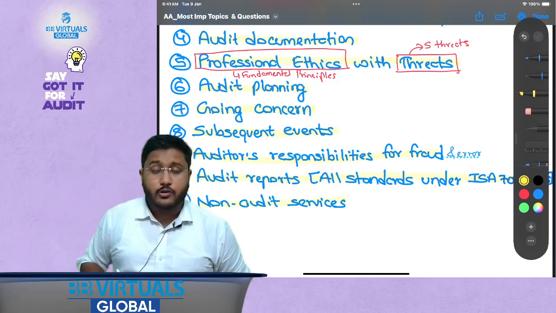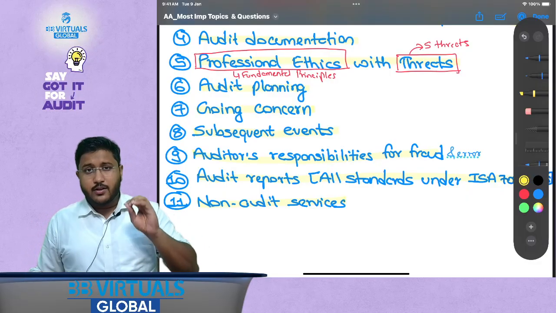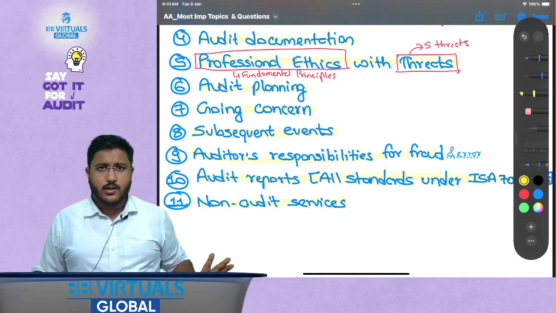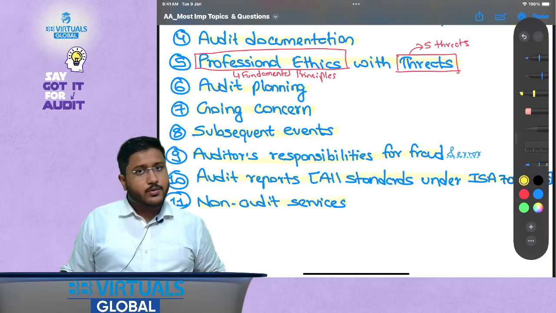And then finally non-audit services. Now this is one area which is generally not given due importance by students, but this is very important. Generally one question is asked on non-audit services as well, or non-assurance services as well. I hope this is clear.